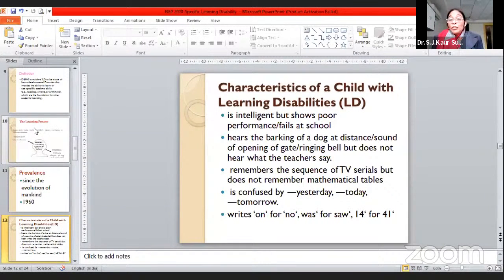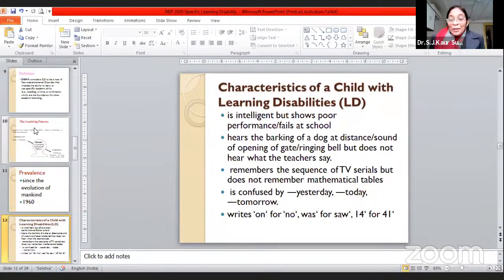The first thing is that the child is intelligent. If there is no other disability associated with it, like if the child is not intellectually impaired, if it is only learning disability, then the child is intelligent, the IQ is average or above average, but shows poor performance or fails in school. There is a discrepancy between the IQ, intelligence, and the academic achievement. For example, a class 9th child is not able to read at class 6th level. But the child is bright, the child is intelligent. So that is the first thing.